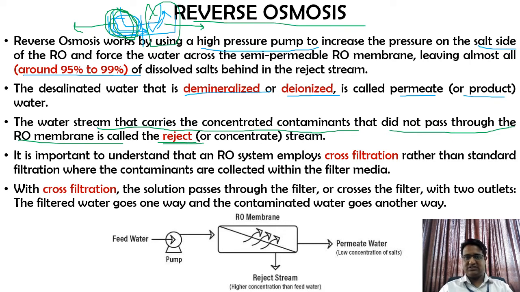So that's why in the fourth point, what he has mentioned is that it is important to understand that the RO system employs cross filtration. So what is cross filtration? In conventional filtration, what will happen? Imagine this. Here you have raw water and here you have treated water. So at that point of time, what is happening?